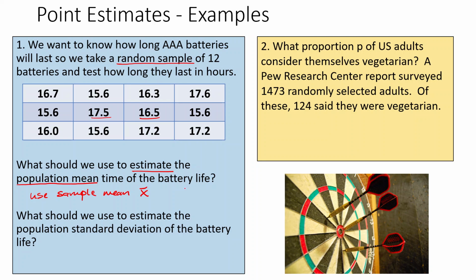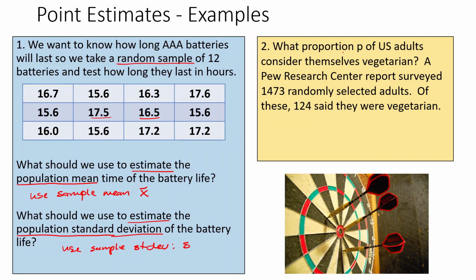All right, the best thing to use is the sample mean, x bar. Because we've got data, we might as well do some number crunching on the data, find the statistic, and we use the sample mean. What should we use to estimate the population standard deviation? Well, same story. We should use the sample standard deviation, which we use the letter s for. These are both point estimates because we're going to guess just one number. That's it, just one number.